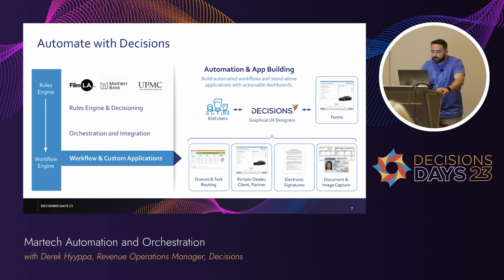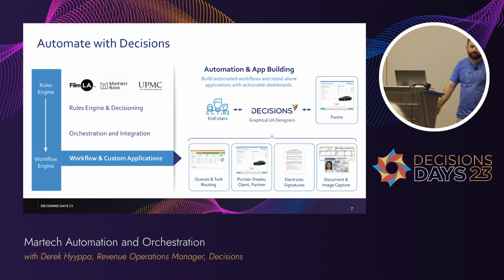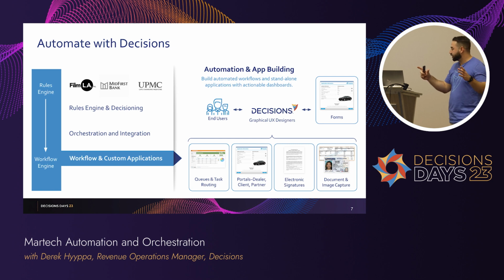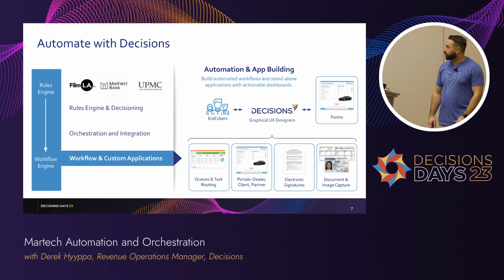And then workflow and custom applications. I like to use Filmlaw as an example. I worked on that project, so I'm not biased, but it was a pretty cool project that we did here at Decisions. If you do any type of filming in Los Angeles, you have to go through Filmlaw. Filmlaw built a whole portal in Decisions, and if you wanted to do filming for a commercial, a movie, or a TV show in the LA downtown area, you submit an application through Decisions on the Filmlaw portal.